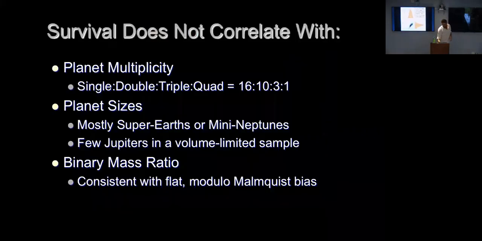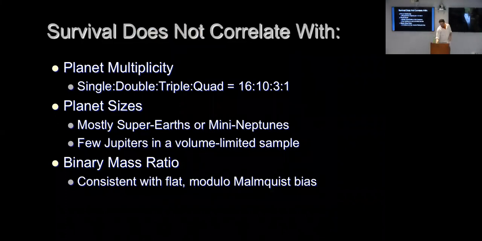But, okay. There are a few interesting trends. Survival doesn't seem to correlate with planet multiplicity. So this is the ratio of singles to doubles to triples to quadruples among our sample, among the close projected separation binaries where they do have planets. And this is more or less not different from the wide binaries or the single stars.